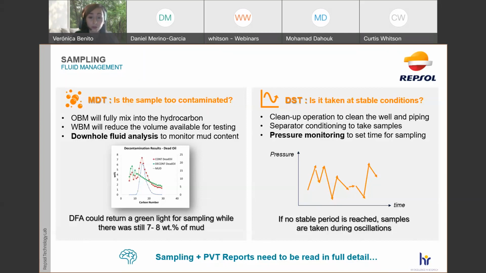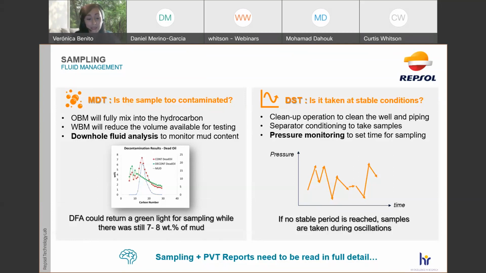In order to reduce the contamination of the MDT sampling, we can apply downhole fluid analysis. However, sometimes the measurements are not very accurate, and finally the contamination is higher than we estimated.